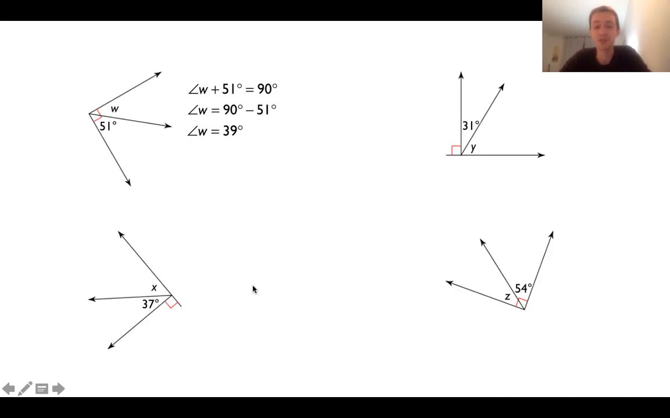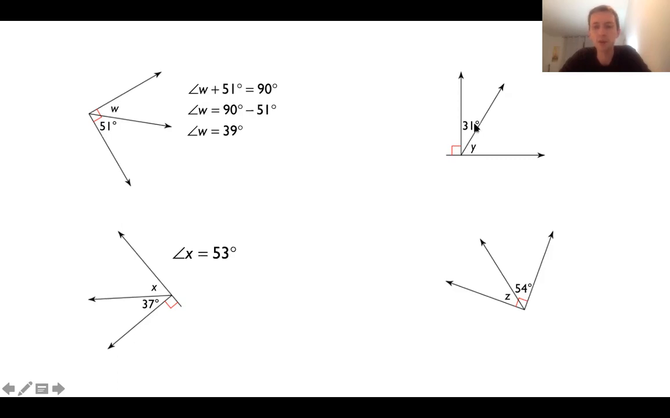You can look at this and just say, X must be 53, because 53 plus 37 is going to get me to 90. Now, the little red square is on the outside here, but this too will be 90 degrees. That's important to realize. Same thing here. This is also a right angle. The little red square might be here, but it means that this must also be a right angle.